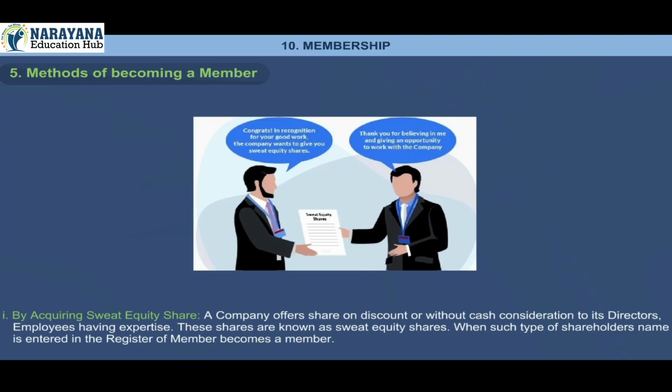I. By acquiring sweat equity shares. A company offers shares at a discount or without cash consideration to its directors and employees having expertise. These shares are known as sweat equity shares. When the name of such a shareholder is entered in the register of members, he becomes a member.